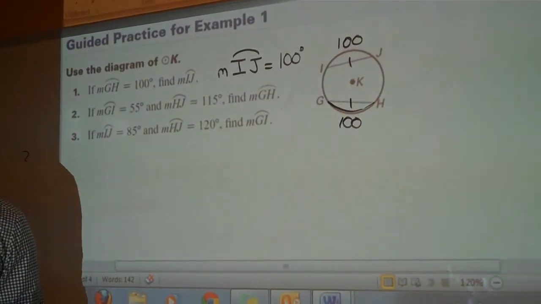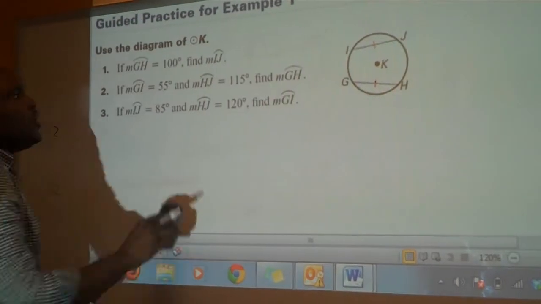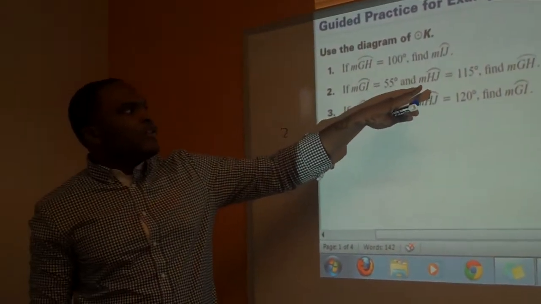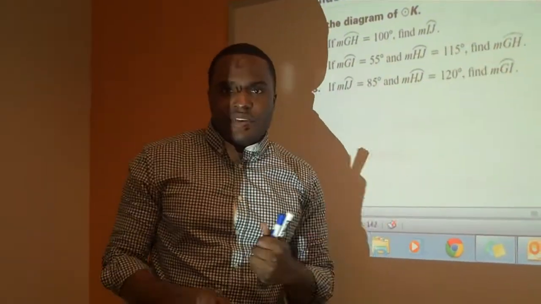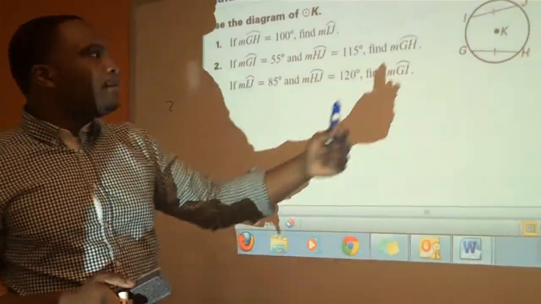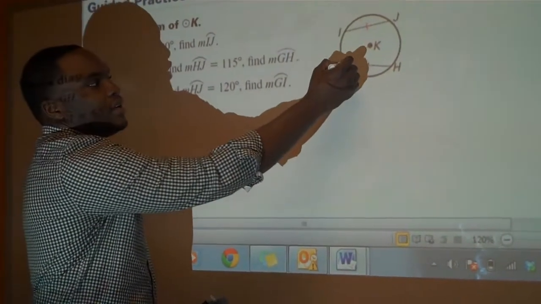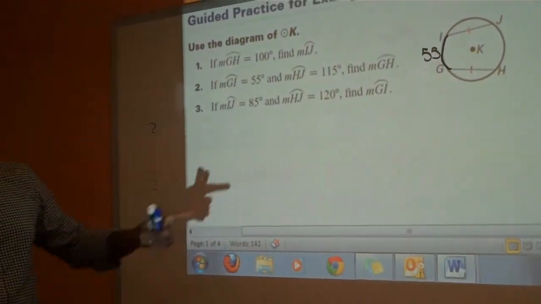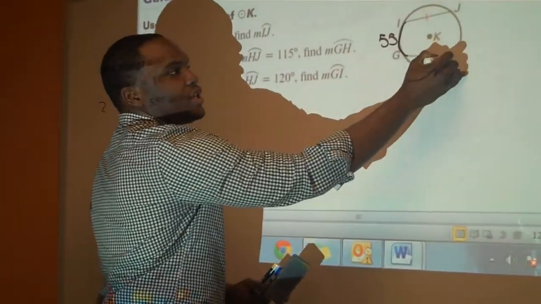A little bit more difficult, but still the same concept is involved here. So it says the measure of arc GI equals 55, and the measure of arc HJ equals 115. It wants you to find the measure of arc GH. Now, if there's anything I taught you, fill in this information as you see it. So it says the measure of arc GI equals 55. So I'm going to go from G to I. This arc equals 55 degrees. The measure of arc HJ equals 115. I'm going to go from H to J.